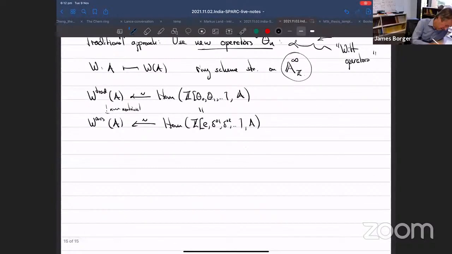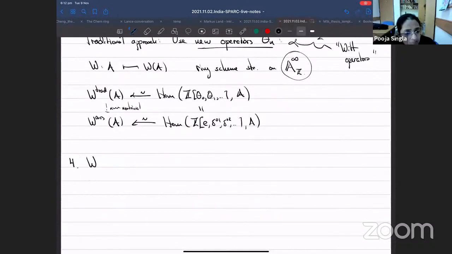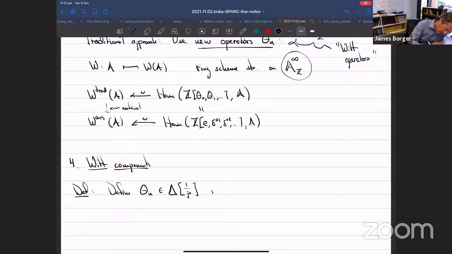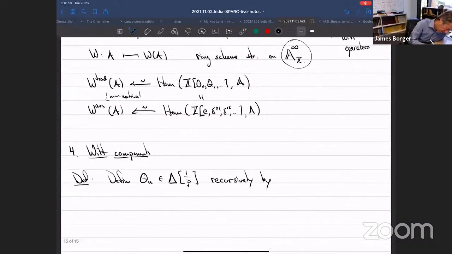Okay, so now let's talk about the Witt components, or the Witt operators. And so here's the definition. We define theta n's. A priori they will have p's in the denominator. We will prove that they don't, in fact, recursively. Okay, so here's the formula. Let me first just write it down and then I'll explain it.